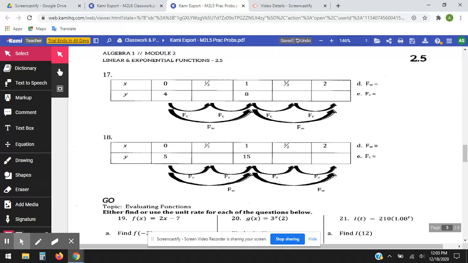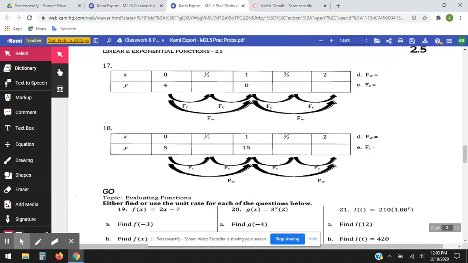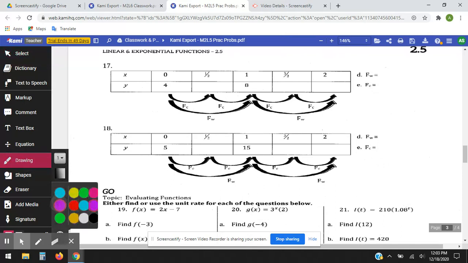So here we have same idea. Let's start with this one. I'm going to jump from 4 to 8. Geometric, that's the times 2. 8, same thing, times 2 would be 16. So my F of W is a times 2.